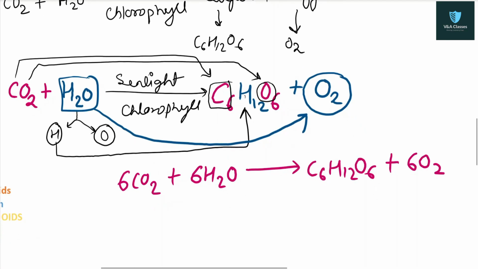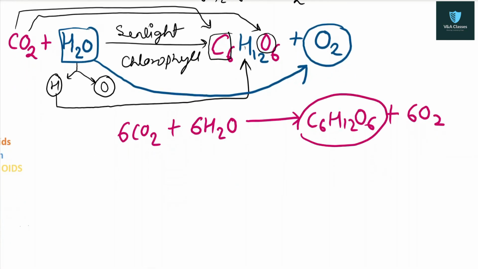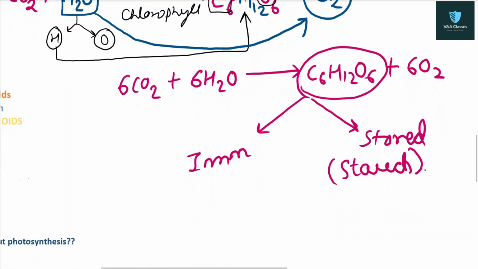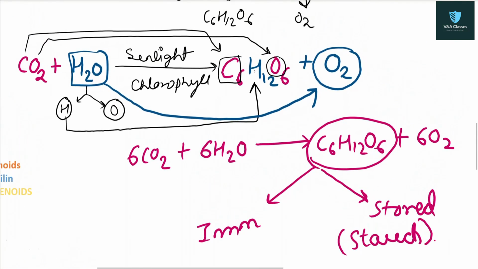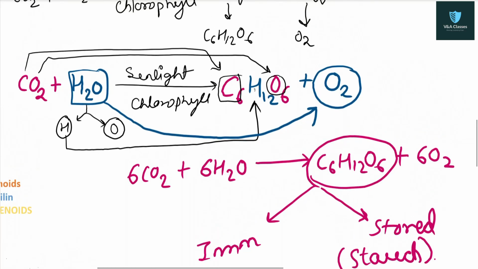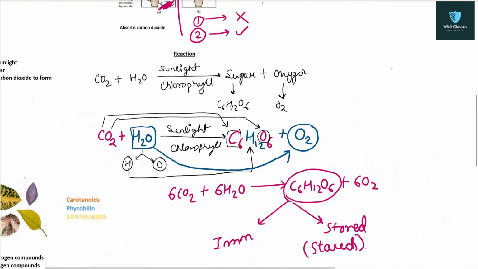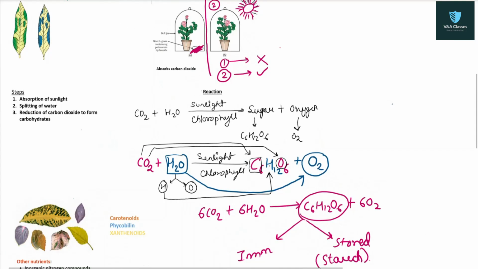Now this glucose can be either used immediately, or it can be stored. When it is stored, it is stored in the form of starch. This starch was responsible for the blue-black color in all the previous activities. So this is the main reaction that you all should remember. This is a very important part in photosynthesis.